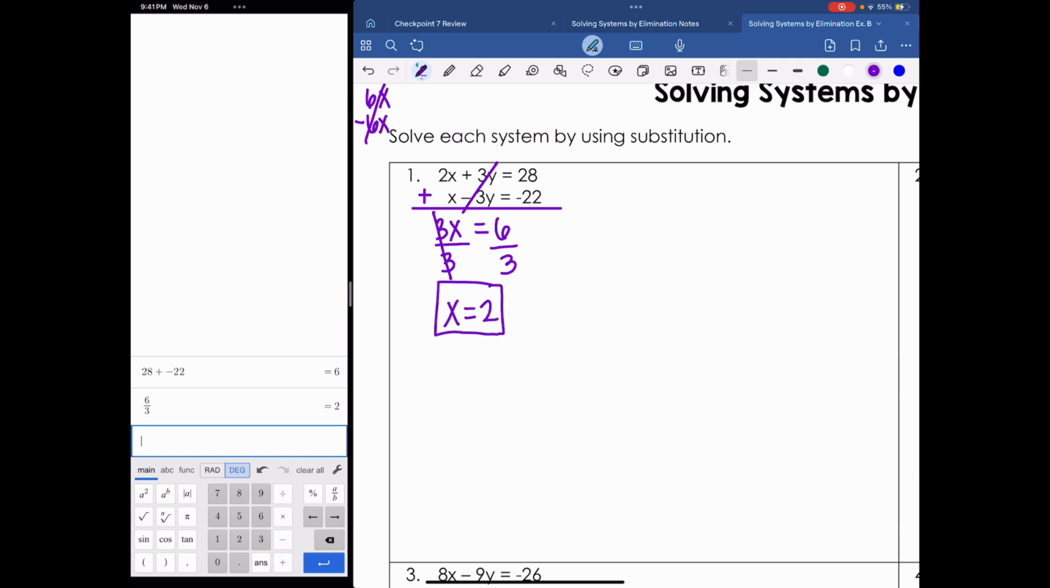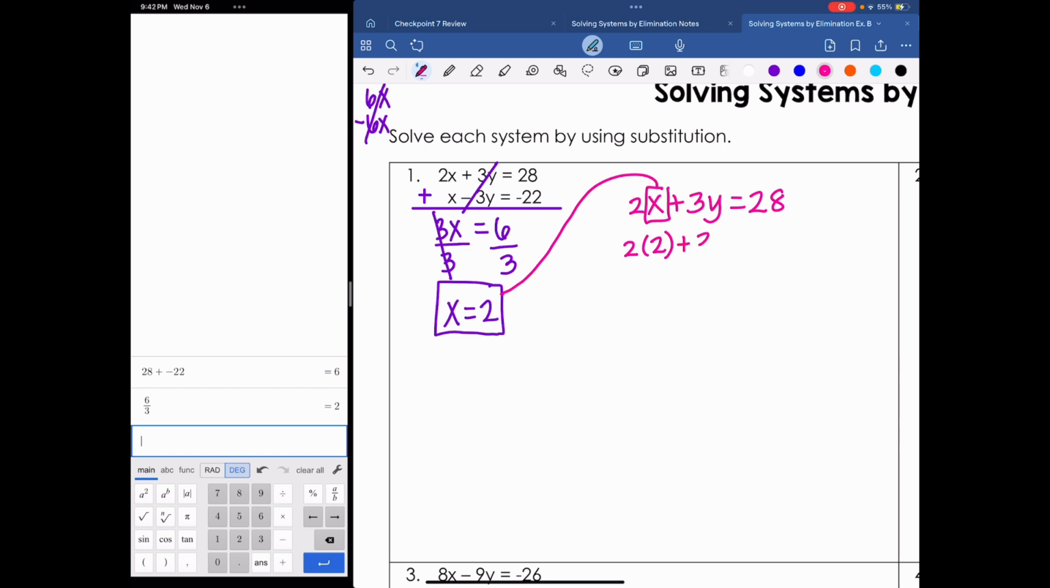Now that I know that x equals 2, I want to go ahead and find the value of y. I want to know what y is equal to. So I need to come over to my original two equations, and I need to decide which equation is going to be the easiest for me to find my y value. Personally, I would choose the top equation, just because all of my x's and y's are positive. So here, I'm going to take the equation 2x plus 3y equals 28, and I now know that anytime I see the variable x, it is equivalent to 2. So I'm going to plug in 2 for x.